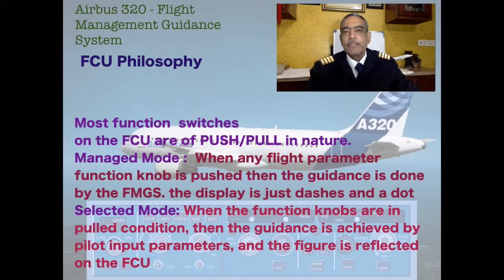Now, if he wants a different figure, then he will rotate the knob and then pull it again. So if a small increase in speed is required for a brief period, then he will rotate the speed knob to the right and select a higher speed and then pull, which will provide the control manually to the pilot to increase the speed.